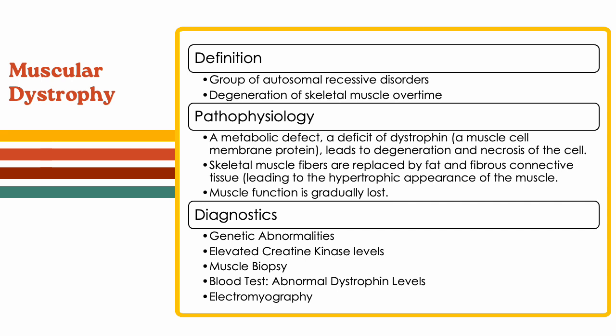As far as diagnostics, you would have genetic abnormalities. You would have elevated creatine kinase levels. They would have to do a muscle biopsy and be able to determine it. But they can also do blood tests to see what your dystrophin levels are like. And then, of course, they may do electromyography to look at the functionality of your muscles.